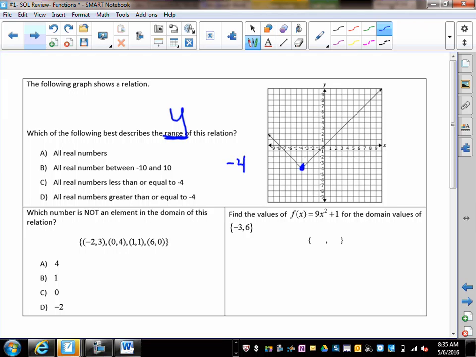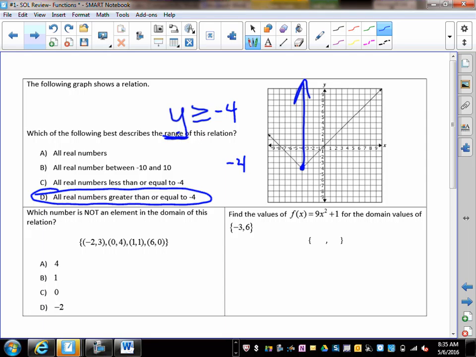Negative 4. All right, is y above it or below? Does it continue above or below? Above. So would you agree with me that y has to be greater than or equal to negative 4? Yeah, the line is solid. The line is solid, very good. So which of these answer choices would that match? Good, everything greater than.